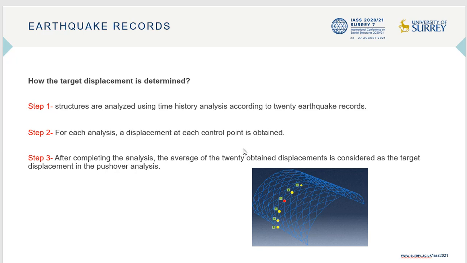For pushover analysis, at first we need to define the target displacement. But how? We follow 3 steps as follows. Step 1: the structures are analyzed using time history analysis according to 20 earthquake records. For each analysis, a displacement at each control point is obtained. After completing the analysis, the average of the 20 obtained displacements is considered as the target displacement in the pushover analysis.